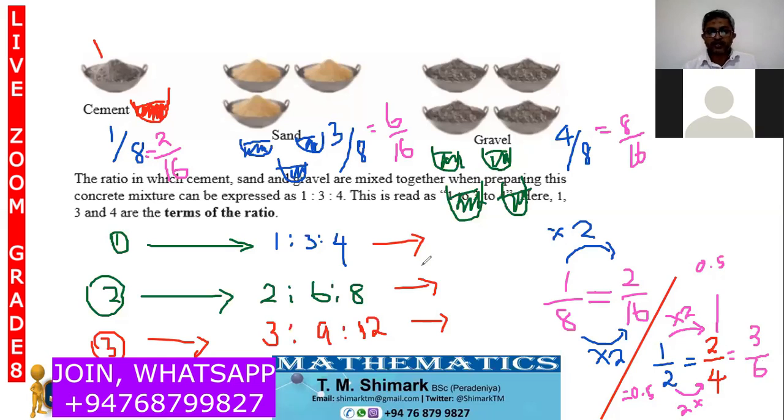Same like that, here also we added 1 cement. That means we had to add 3 sand, and that means it has to be added with 4 gravels. That will work out for this as well. I just showed you this one. So all these 3 ratios are equal. These are the equivalent ratios, or equivalent fractions, and equivalent ratios are equal, right?